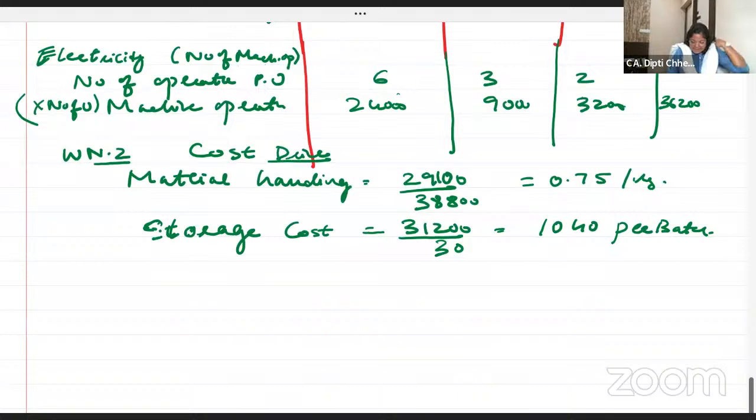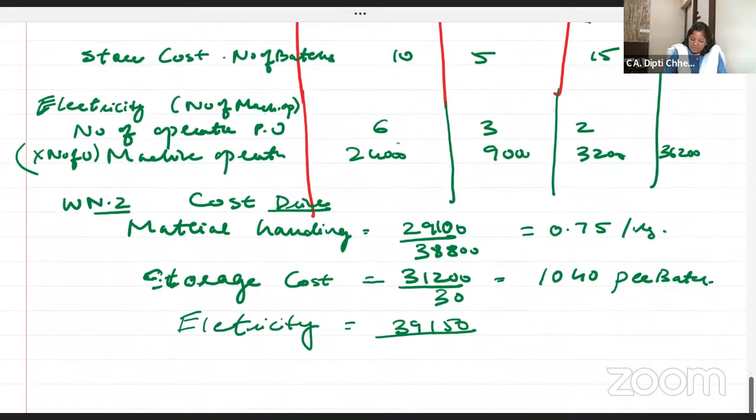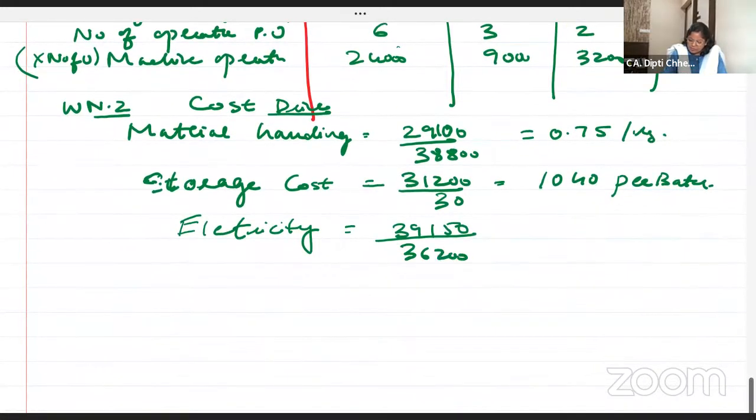Third cost driver is electricity. It was so easy, no? Why so much jig? But then jig is giving you the correct answer. Electricity cost is printed in the book 39,150. And they said electricity, number of machine operations. Number of machine operations per unit multiplied by units. So you are getting 36,200 machine operations. One point 081 per machine operation. ठीक है?